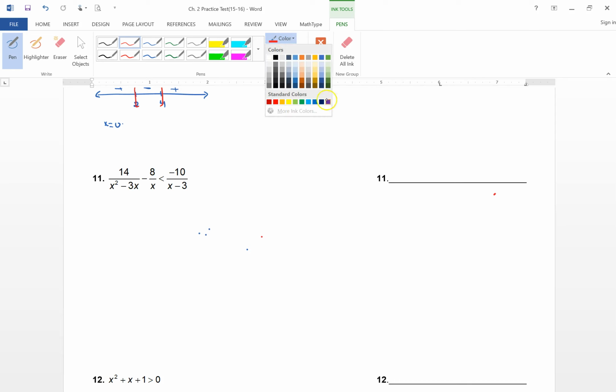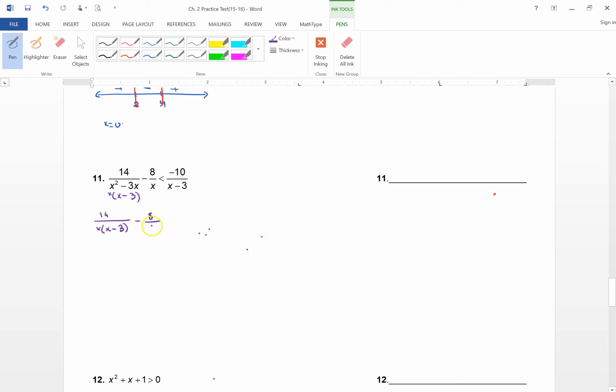Here, if I factor this, I get x times x minus 3. So what I want to do first for plugging into the sign chart, I want to move everything to the left side first. So I have 14 over x times x minus 3 minus 8 over x. Well, I want to do it now because it'll help us later. And I'm going to move this over, so it's going to be plus 10 over x minus 3.